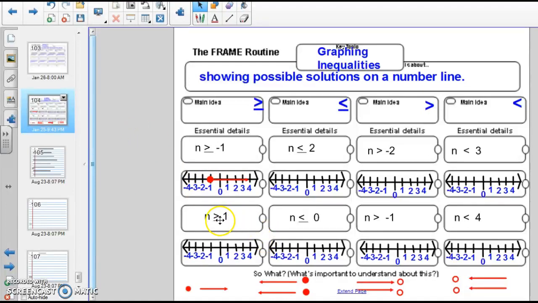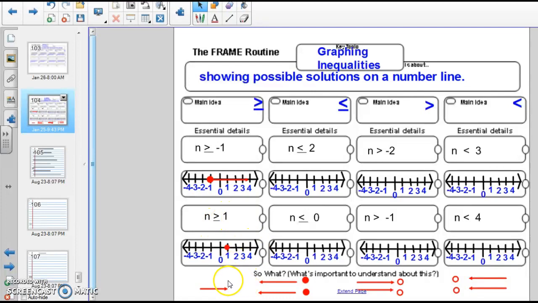Okay, example number 2 says n is greater than or equal to 1. So again, think, could 1 be this number? And sure it could, because this tells me that it could be equal to 1, or it could also be a number greater than 1. So you're going to go to this number on your number line and draw a closed circle. The reason you're drawing a closed circle is because of this or equal to. 1 could be included in the solution.